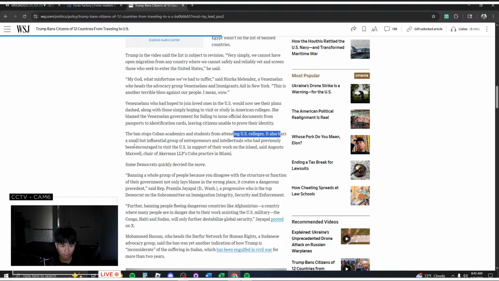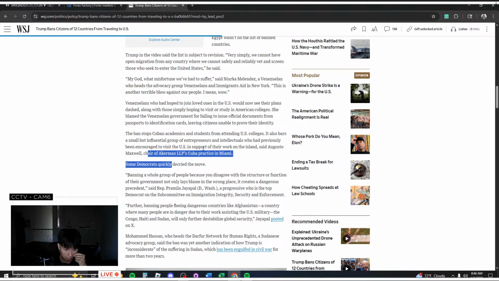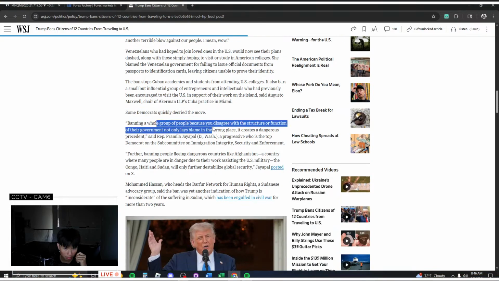It also bars a small but influential group of entrepreneurs and intellectuals who had previously been encouraged to visit the United States in support of their work on the island, said Augusto Maxwell, chair of Akerman LLP, Limited Liability Partnership, Cuba practice in Miami. Banning a group of people because you disagree with the structure or function of their government not only lays blame in the wrong place, but it creates a dangerous precedent.